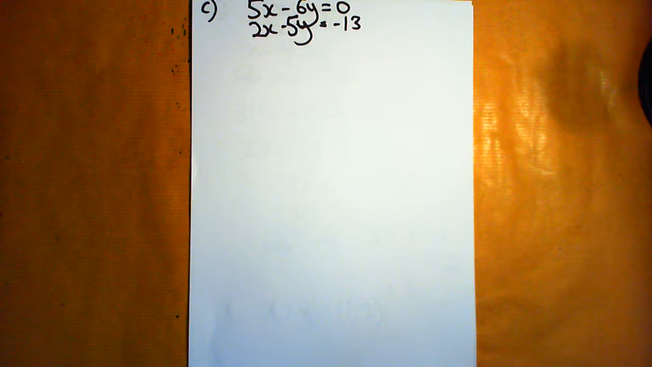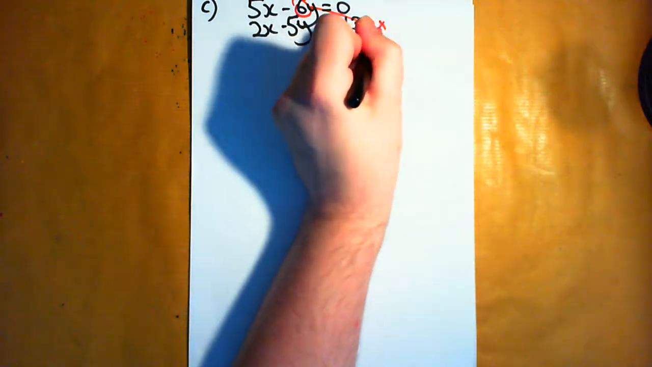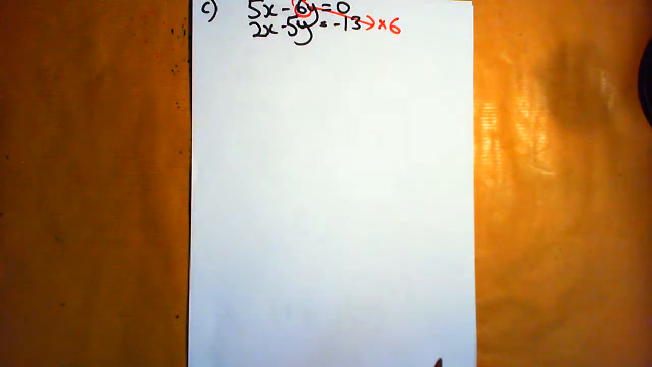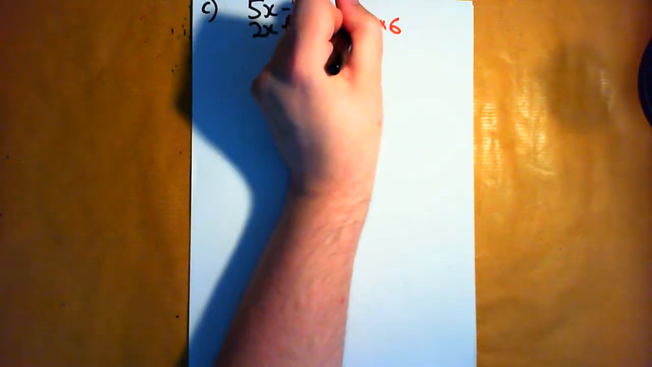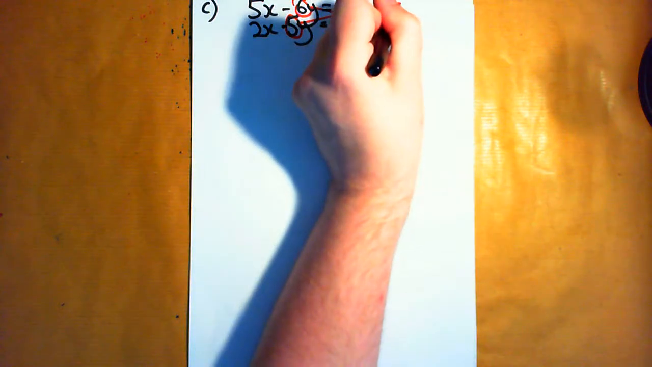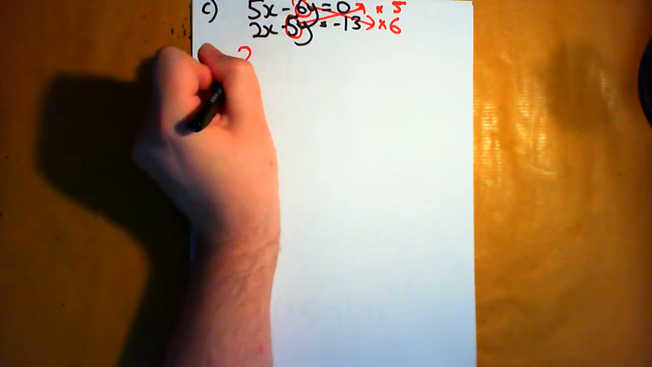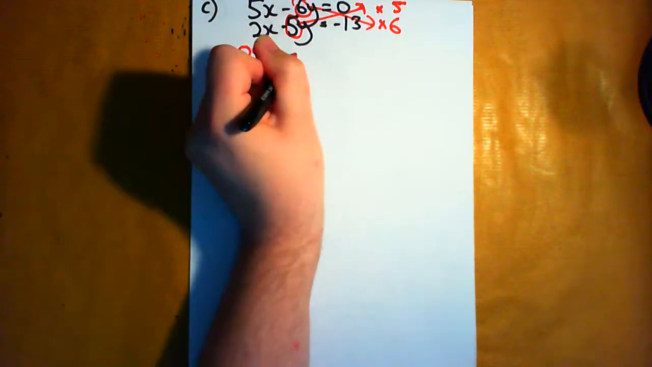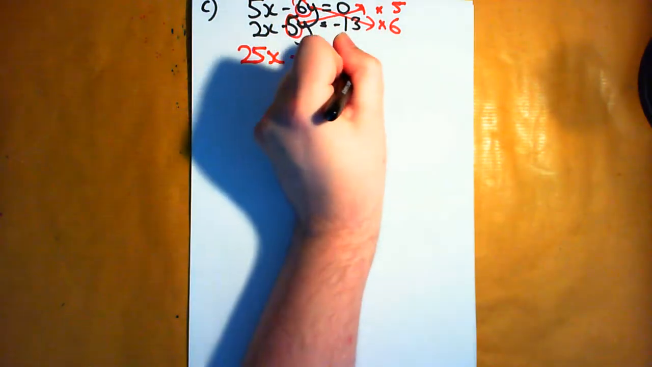So we'll eliminate y from both equations, and the way we're going to do that is the multiplier of y in the first equation is 6. So that means we'll multiply that second equation, whole equation, through by 6. And the multiplier of y in the second equation is 5. So we'll multiply that first equation by 5. So if we multiply the first equation through by 5, what do we get? We get 25x minus 6 times 5 is 30y equals 0.